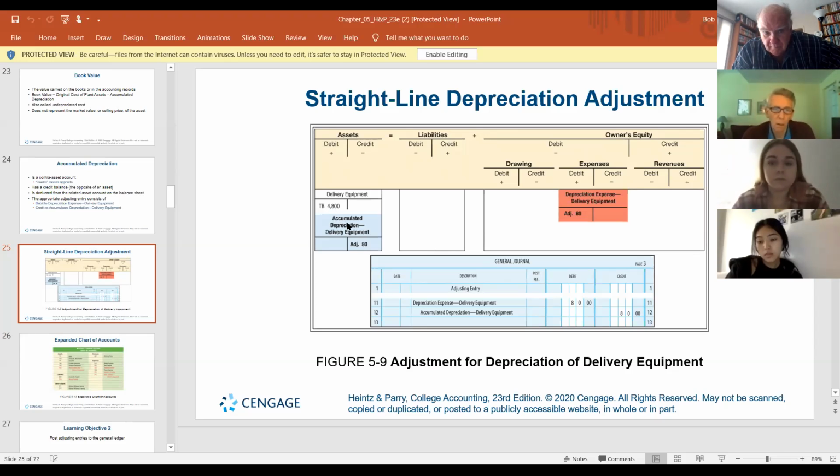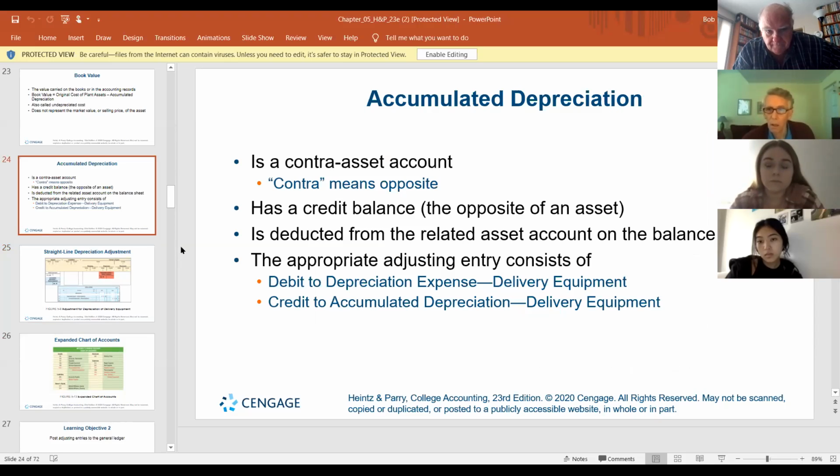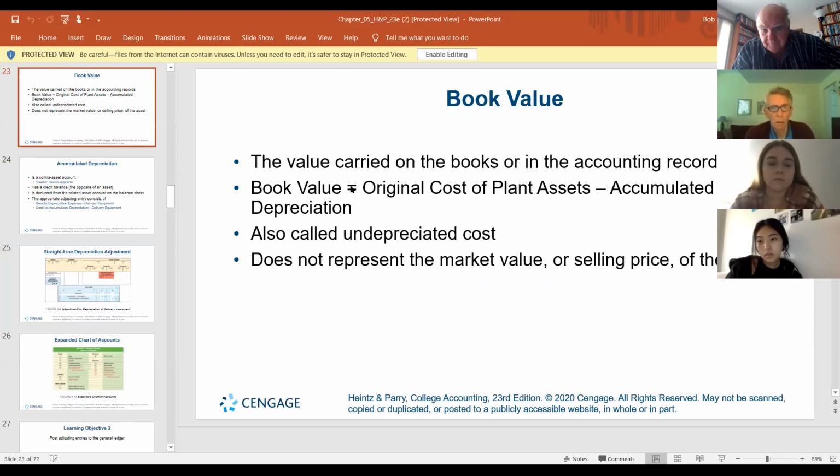$4,800 minus 80 is 4,720. That's called the net book value of the asset. And at the end of 60 months, this 4,800 will still be here, and the accumulated depreciation will grow to 4,800, and the item will be fully depreciated. Book value is the original cost of an asset minus the balance of the accumulated depreciation. It's the value that we've not depreciated yet.